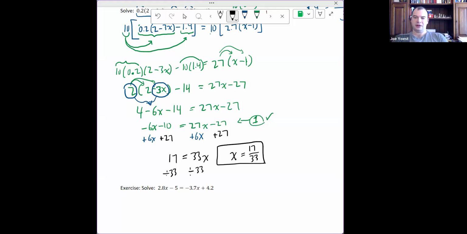I notice that 33 is 3 times 11. That's its prime factorization. 17 is prime. No common factors between the numerator and denominator. Nothing to divide out. So that is our answer.